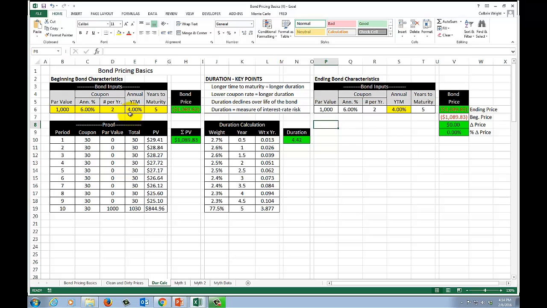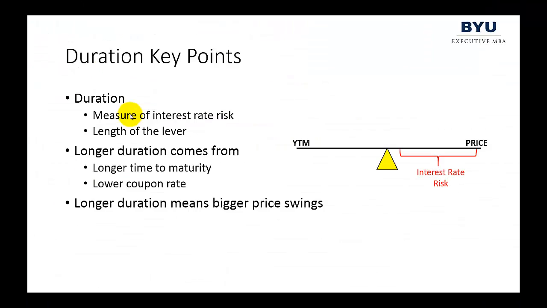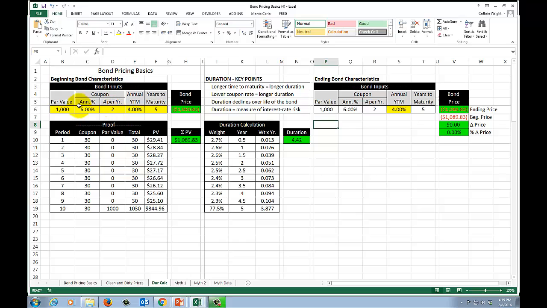Okay, so I want to demonstrate to you that duration represents the length of the lever. We know that if the yield to maturity changes on a bond, the price of that bond will change. So for instance, if yield to maturity goes down, price should go up. So I'm going to take our original bond, which was a 6% coupon rate and a 4% yield to maturity with 5 years to maturity. I'm going to keep everything the same about this bond, except I'm going to drop the yield to maturity by 1%. We know the price will go up. We don't know by how much, but we do have a reading on duration.